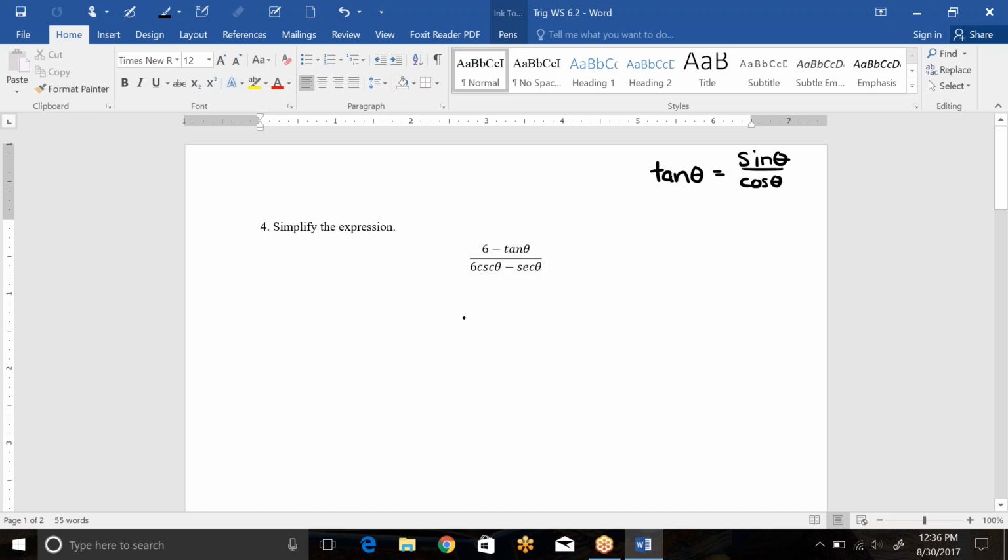So we're actually going to replace that top with that. So 6 minus sine theta over cosine theta. So that's now my new top.